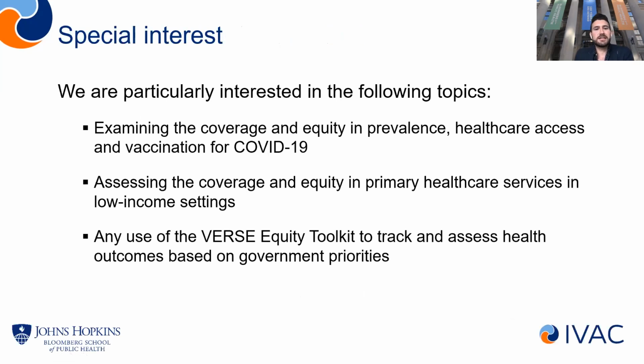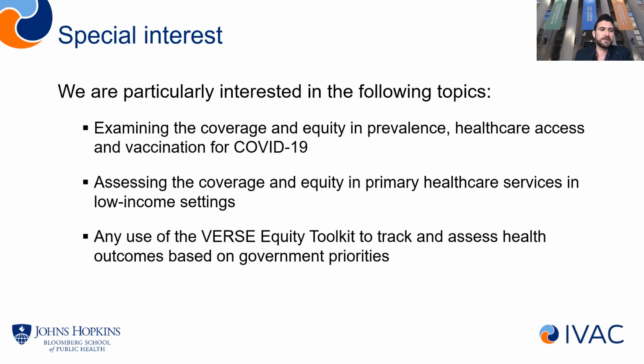And we're particularly interested in examining some of the following topics going forward. So examining the coverage and equity and prevalence, healthcare access and vaccination for COVID-19 and COVID-19 vaccine, allowing the coverage and equity in primary healthcare services to be examined in low income settings. So other things that are contributing to healthcare, things that may not necessarily be measured in a DHS, but could be measured in a DHS, other different types of outcomes that could be examined. And the use of the Verse Equity Toolkit to track and assess health outcomes based on government priorities.